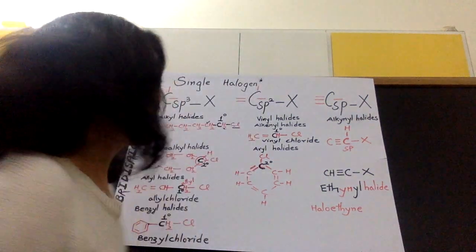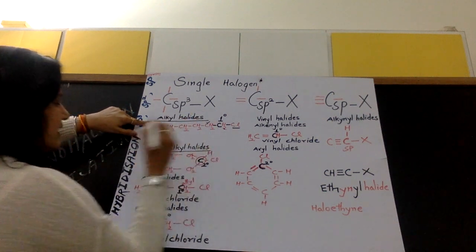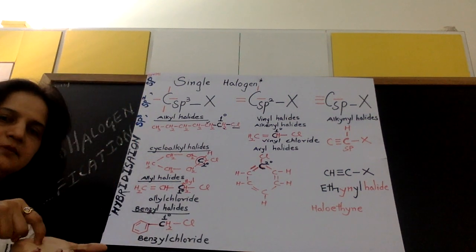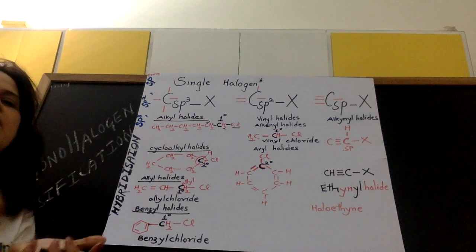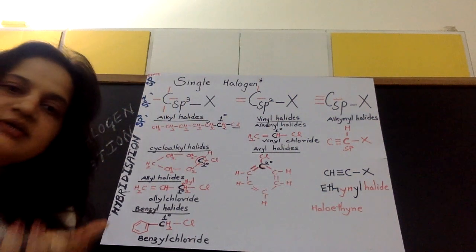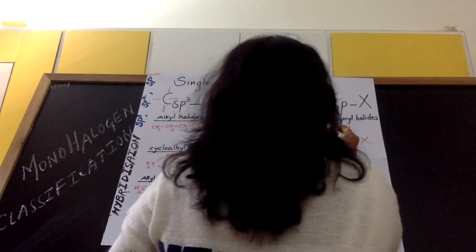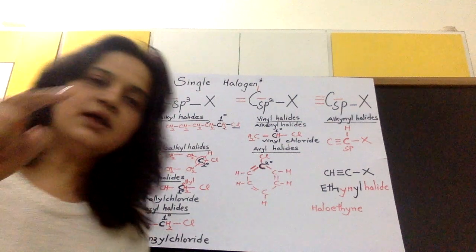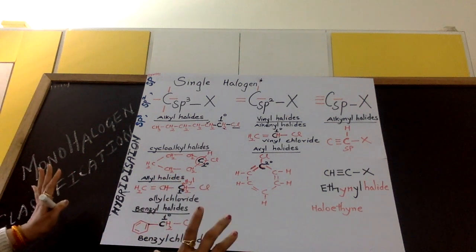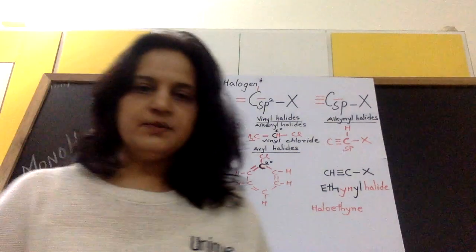One quick recap. CsP3X have 4 categories: alkyl halides, cycloalkyl halides, allyl halide, benzyl halide. The only thing to remember is that the carbon on which the halogen is present should have all single bonds. CsP2X type are vinyl halide and aryl halide. The only thing to remember is that the carbon with the halogen should have one double bond and 2 single bonds. For alkynyl halides, the carbon with the halogen should have one triple bond and one single bond. So this is the classification of monohalogen derivatives on the basis of hybridization.